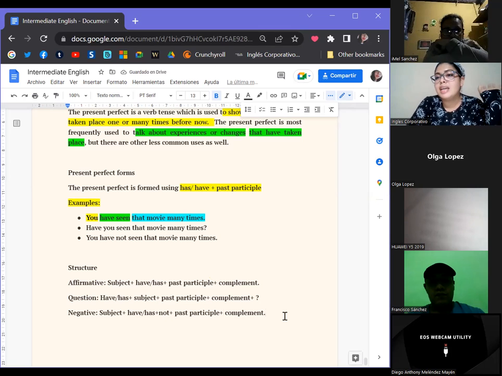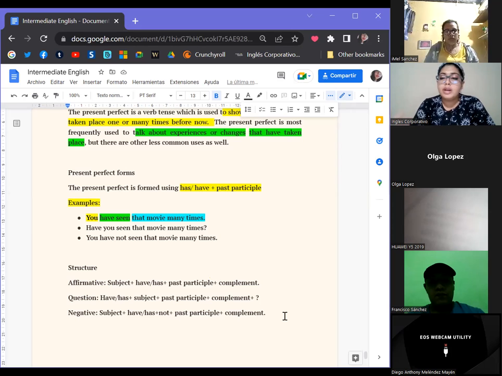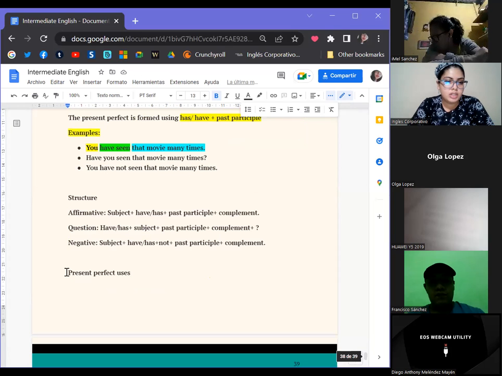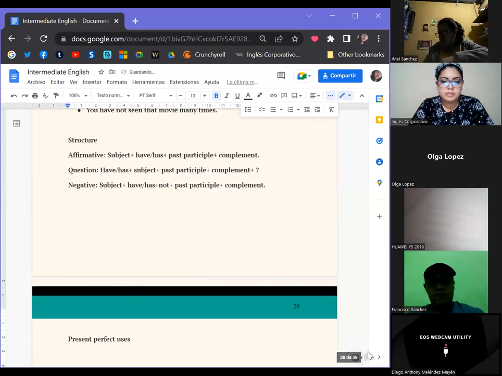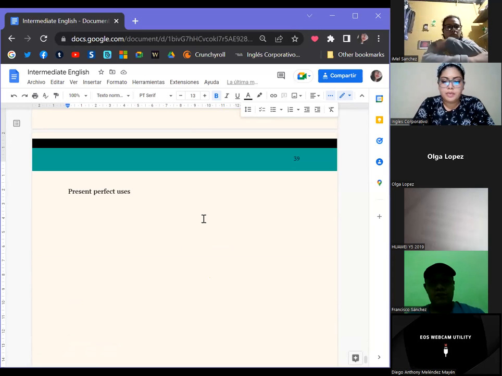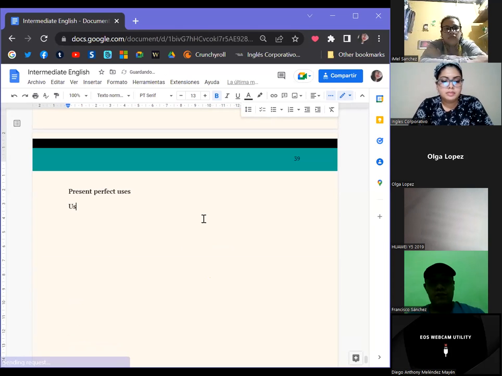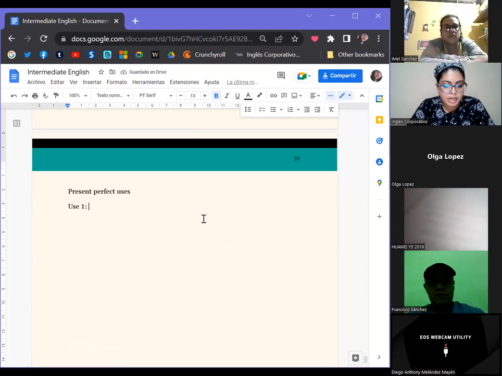Okay. So in this case, the verbs that we are going to use are just the past participle. We can use all the verbs that we have in the list, but in the past participle form. Always in this case. Obviously, we are going to add have or has, but we are going to use the past participle. So, what are the uses for the present perfect? We're going to see what are the uses that we can give to this structure. So, we have the uses. Okay, we are going to see use number one. Use one: on a specified time before now.